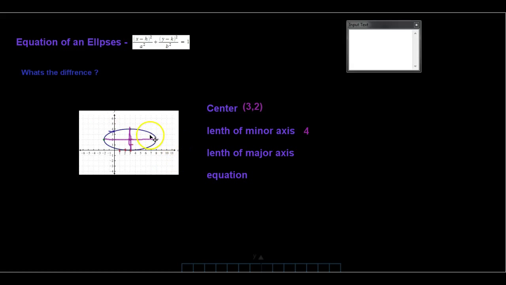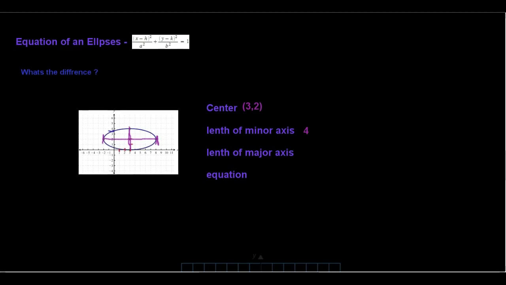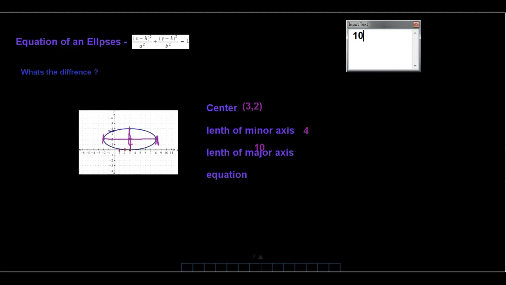Okay, now the major axis. This goes from -2 to +8. Let me mark that out for you. This is -2 and this is +8. If you add 2 and 8, that gives you the whole length, so that's 10. Let's get the text box back out: 10 units long.